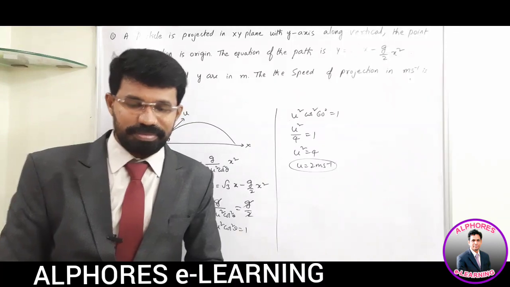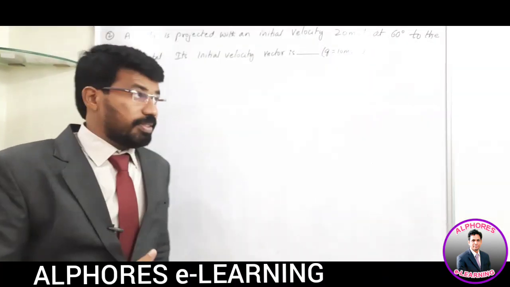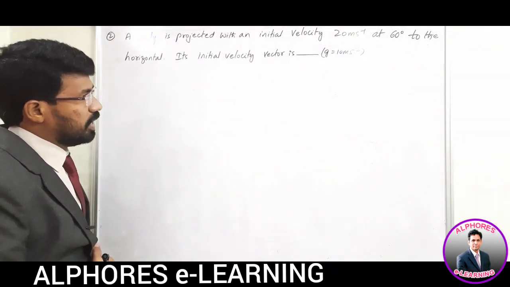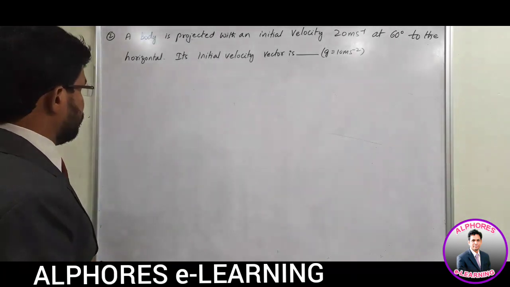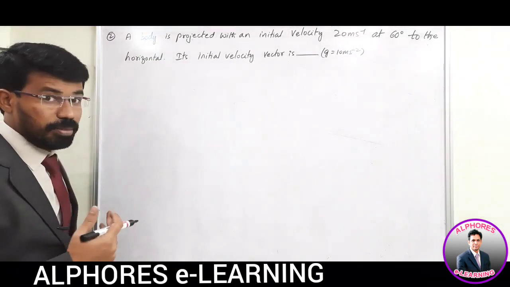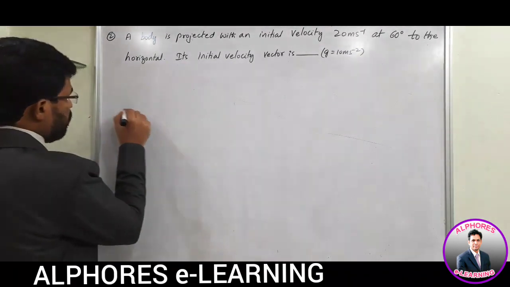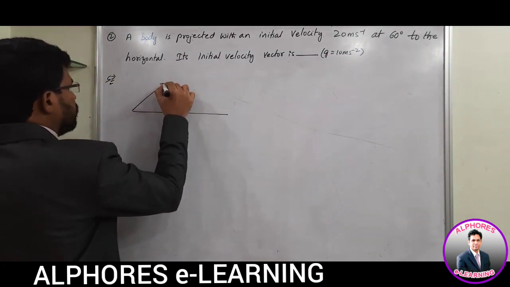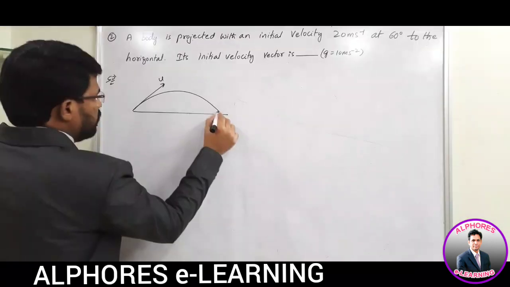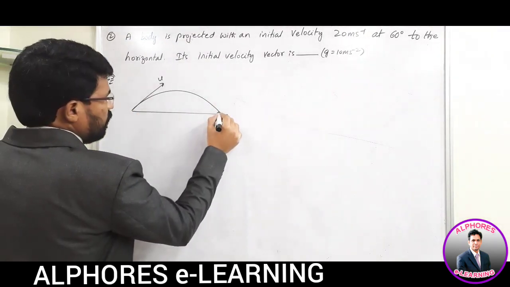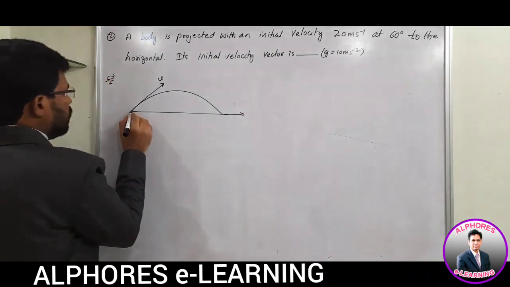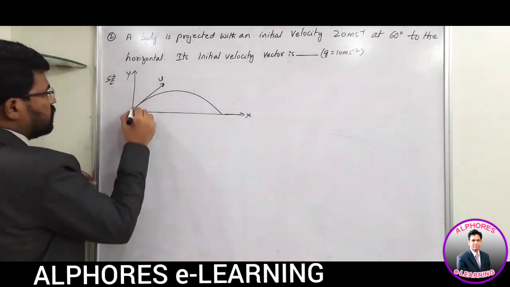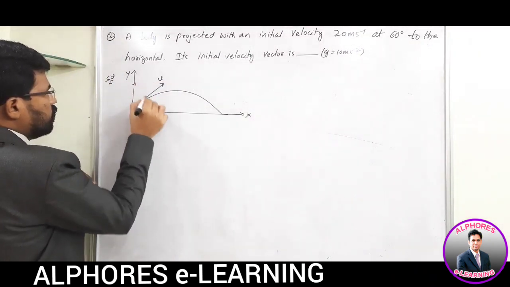So let us try one more problem. Let us deal with this second problem. A body is projected with an initial velocity 20 meter per second at a 60 degree angle to the horizontal. Its initial velocity vector is, so he is asking about the initial velocity vector. See, if a body is projected at some angle with the horizontal like this, with an initial velocity u, we know that it follows a parabolic path like this.